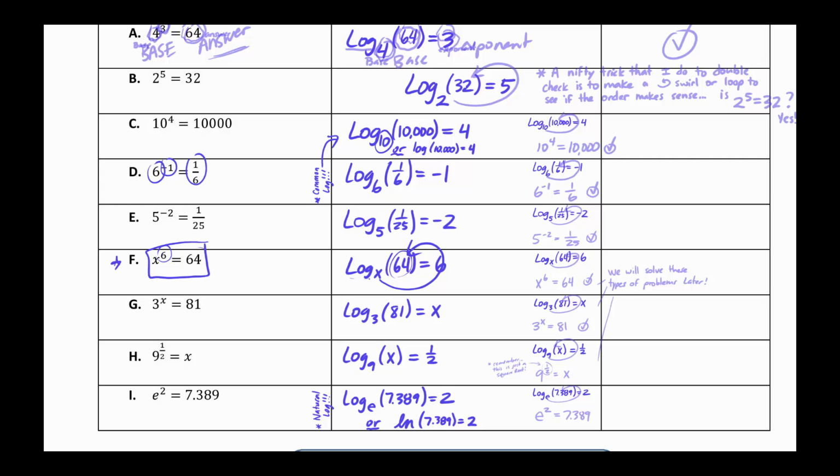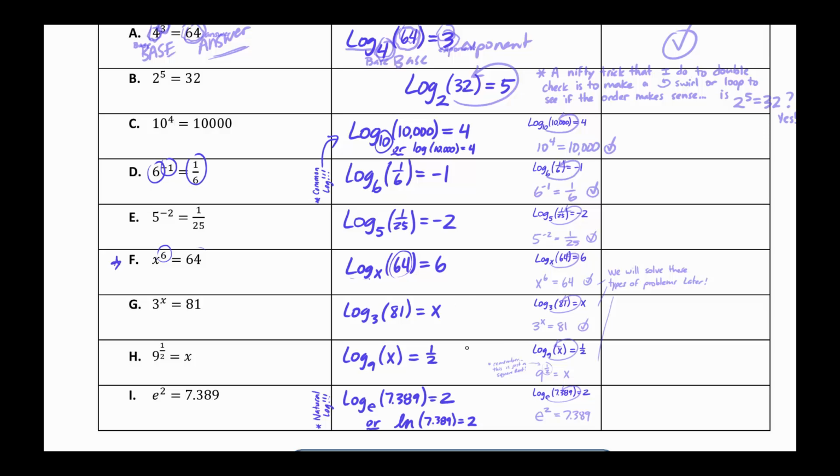So you want to double check to make sure if you're translating to logarithmic form and you translate back, it's still the same thing. G, H, and I, last three questions here. 3 to the x equals 81. That would be log base 3 of 81 equals x.